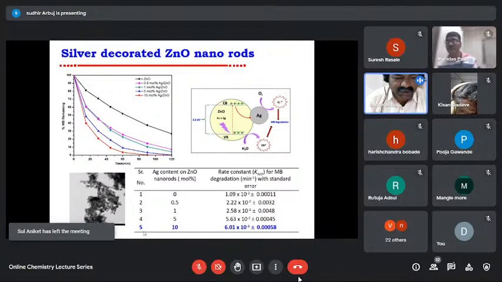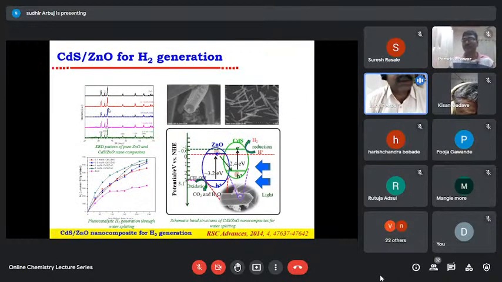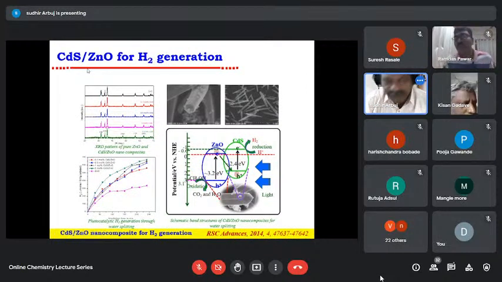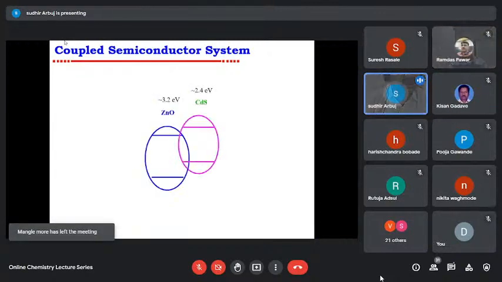The 10% silver zinc oxide composite shows a rate constant of 6 × 10^-2 per minute. It is almost 6 times higher than the pure zinc oxide material. Further, we enhanced the photocatalytic activity of zinc oxide by loading a second semiconductor. So let's see the mechanism of the coupled semiconductor.